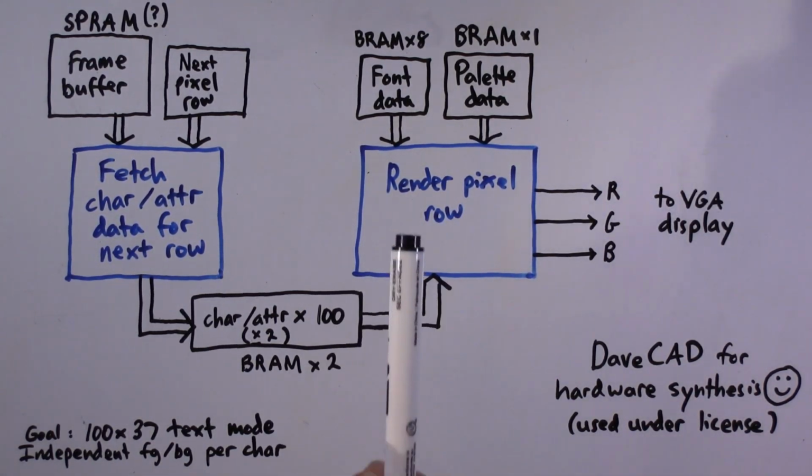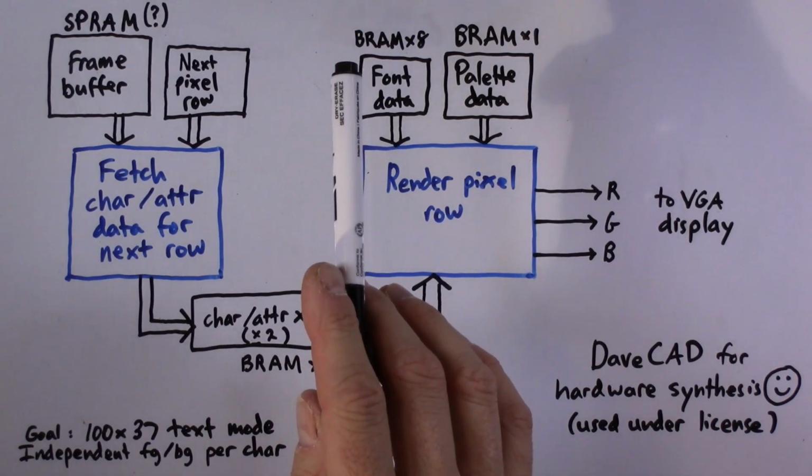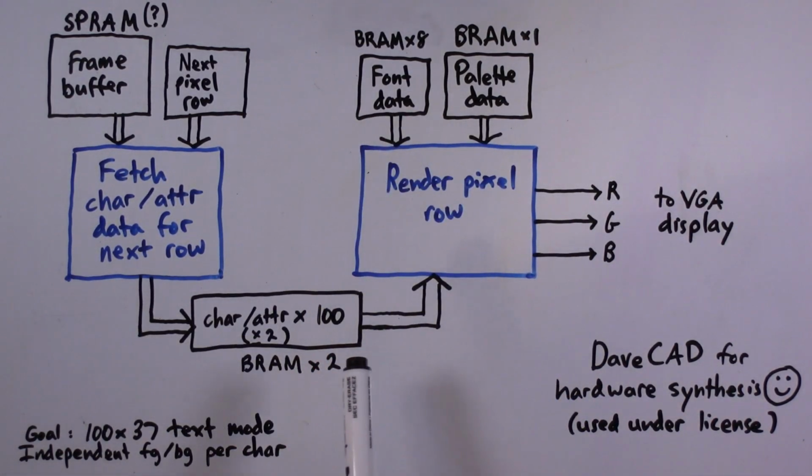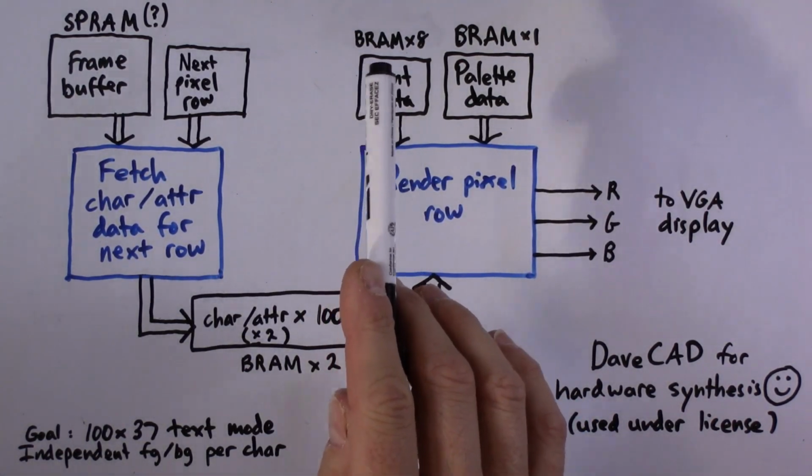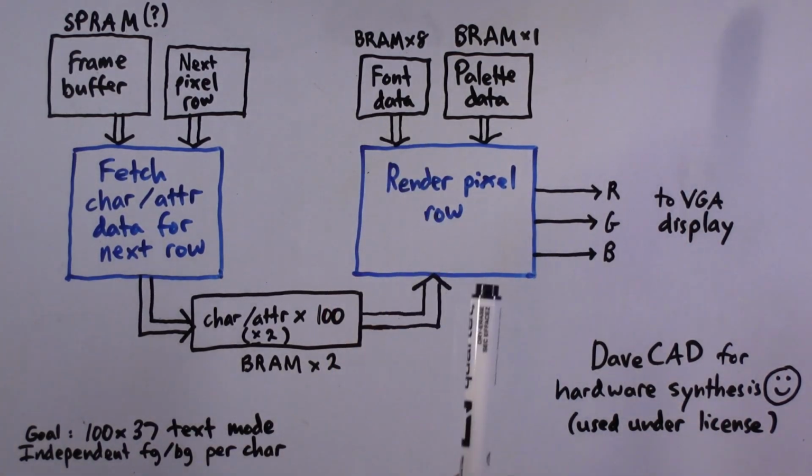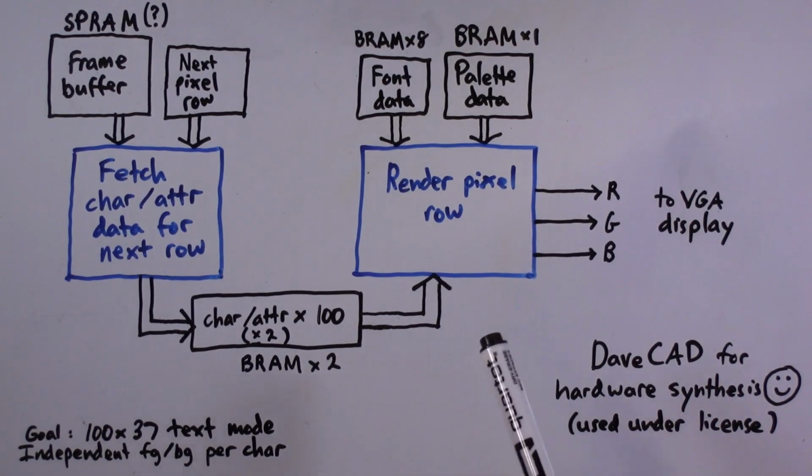All right, so you'll notice that I've labeled some of these buffers, the font, the palette, this character and attribute buffer, as being BRAM for block RAM. So what exactly are these block RAMs? So let's take a look at what a block RAM is and how it works.